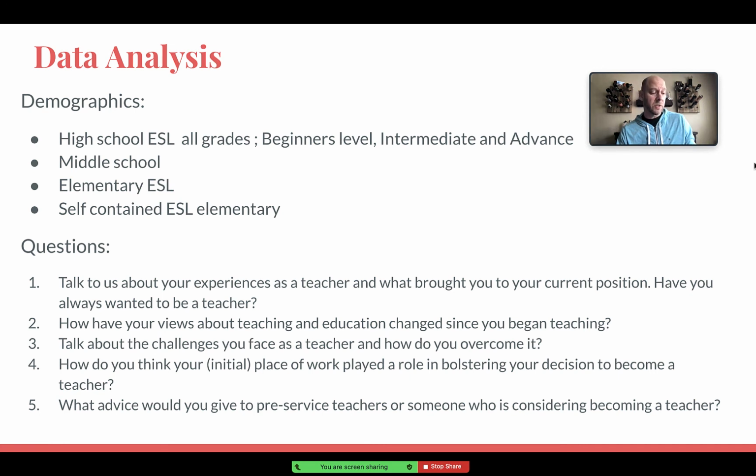And finally, when we asked teachers about the advice that they would give to pre-service teachers or someone who's considering becoming a teacher, there was a consensus about being flexible and being patient with yourself as well as your students. Don't let yourself be stressed out by the curriculum, and be sure to take care of yourself and your students, because you can't take care of your students if you're not taking care of yourself.